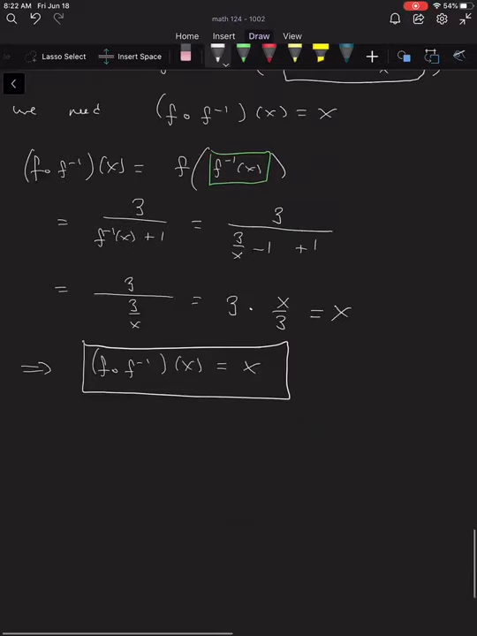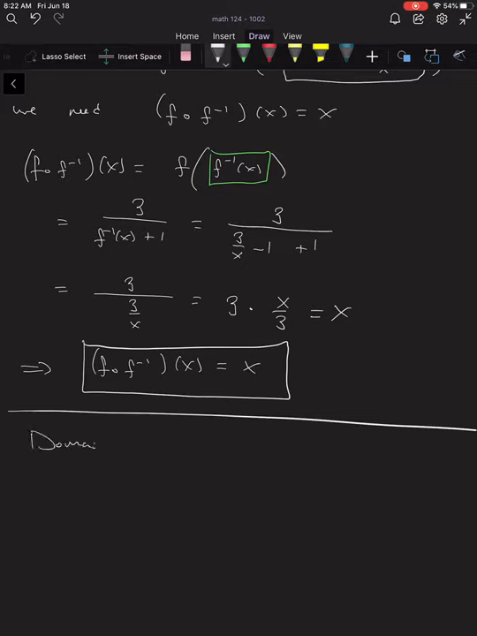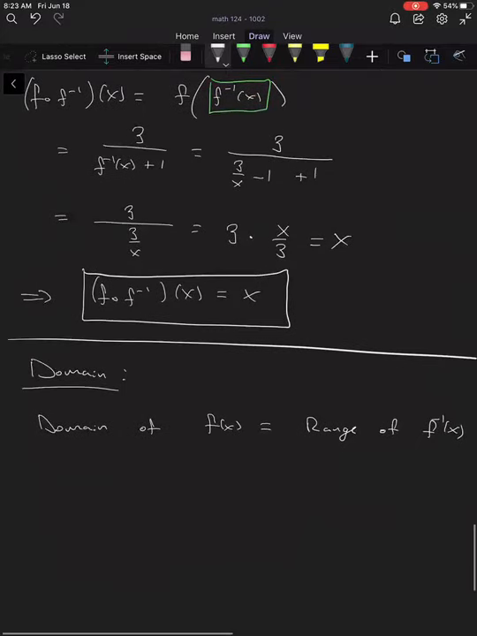The last thing from this section, let's talk about the domain and how they relate. So the domain of the inverse versus the domain of the regular function. The domain of f of x is going to be equal to the range of f inverse of x. Remember, the range just means the y values, and the domain means the x values. And then it's backwards. So the range of f of x is the domain of f inverse of x.